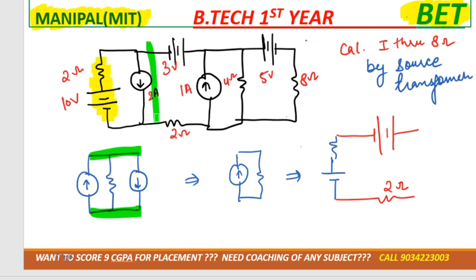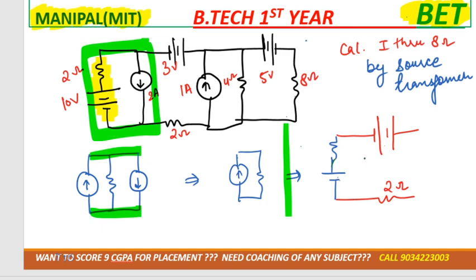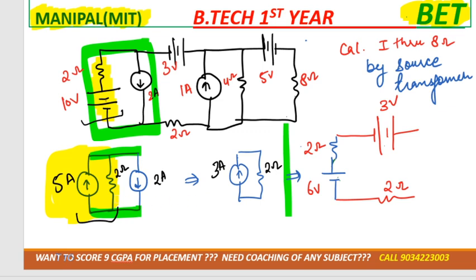So I simply solved this part up to here. I'm just giving you a hint. Then you can see that these two batteries are connected in series. We can solve it, then again convert it into current source, and so on. Do it up to here first. So these are the values: 3 ampere, 2 ohm. Then you will convert it, you will get 6 volt and 2 ohm. Okay.